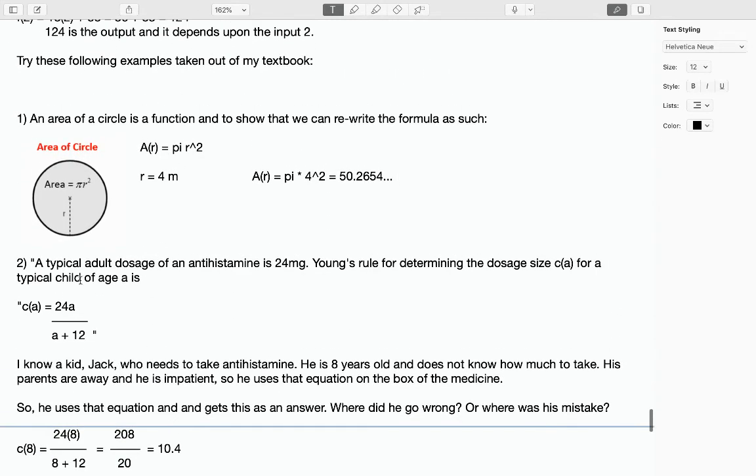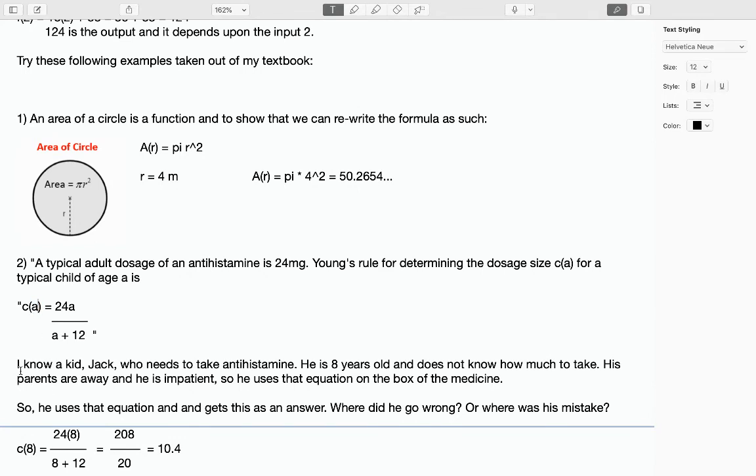Okay. A typical adult dosage of antihistamine is 24 milligrams. Young's rule for determining the dosage size for a child: for a typical child of age A, the age is represented by A. So basically you substitute the age of the child in A.